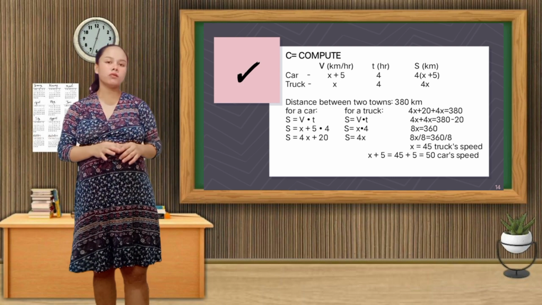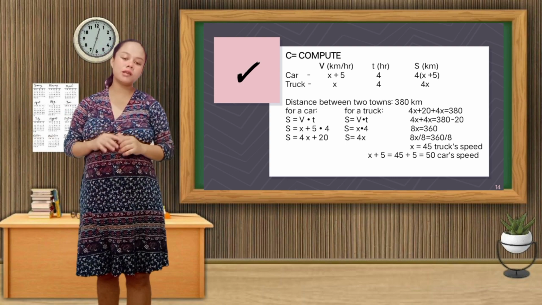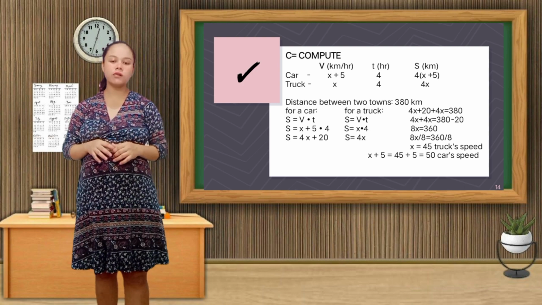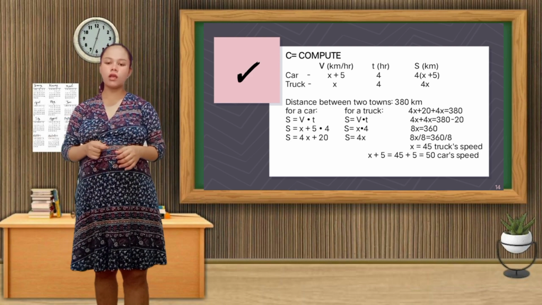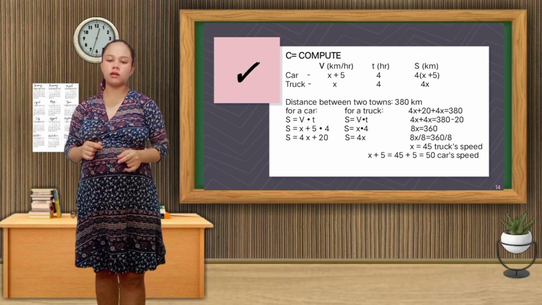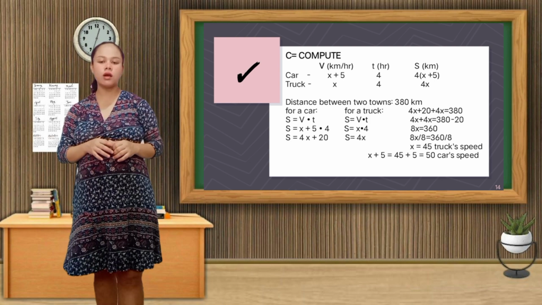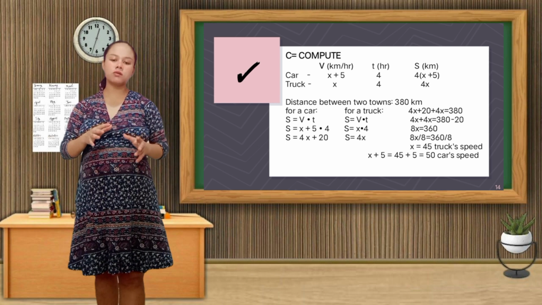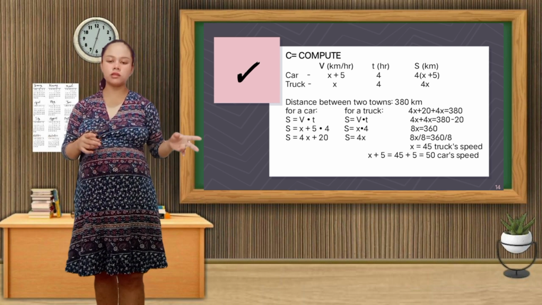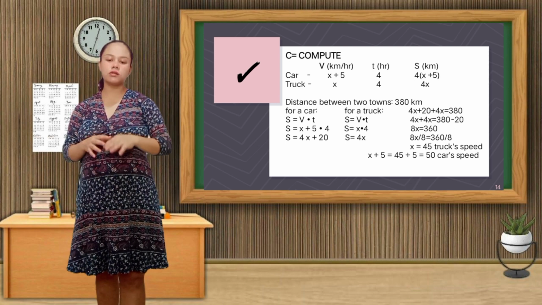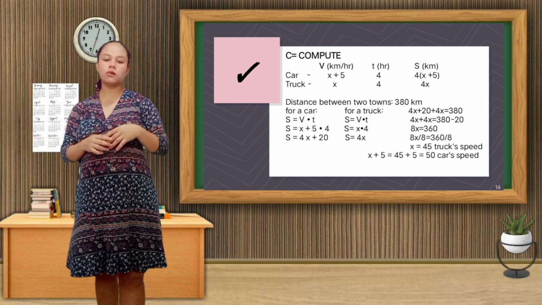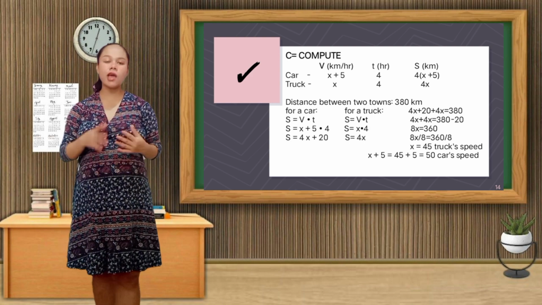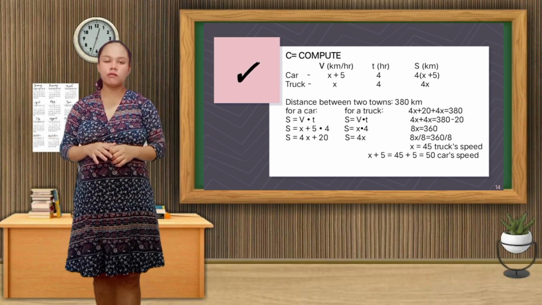And for the truck, we have S is equal to V times T. V is x and T is 4. So we have 4x. So 4x plus 20 plus 4x is equal to 380. So 4x plus 4x is equal to 380 minus 20. We have 8x is equal to 360. So we divide both sides by 8 to get the x. So we have x is equal to 45.